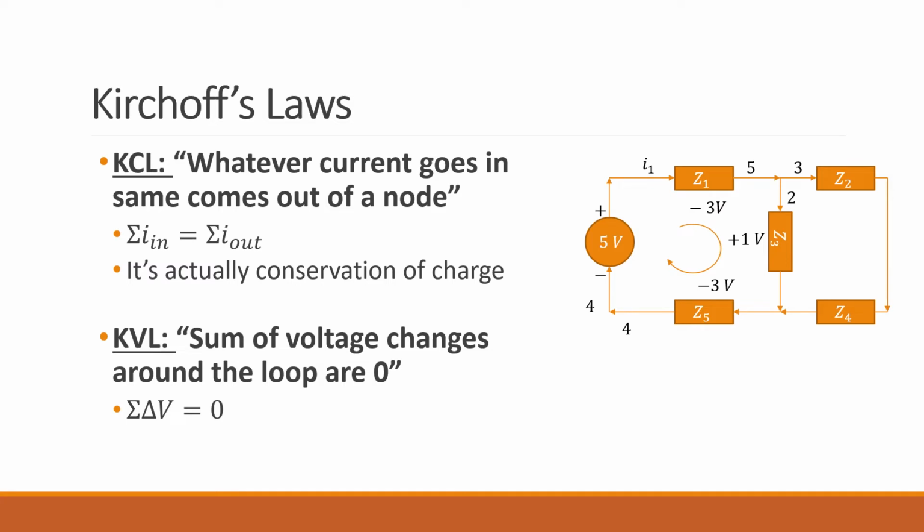Now, what is the proof of this statement? KVL is actually just energy conservation. Remember, voltage is just energy per unit charge. So all you're saying is that if you start a unit charge from a point in the circuit and get it back to the same point after moving around, you should have no net energy change.